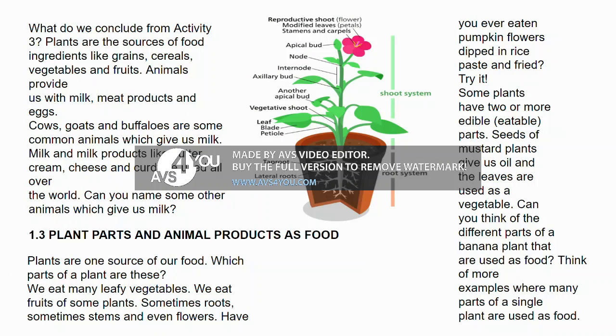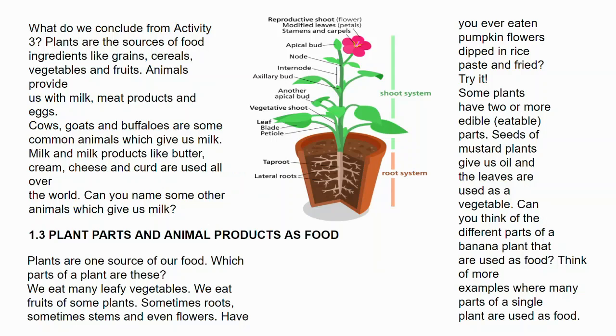Plants are the sources of food. Ingredients like grains, cereals, vegetables and fruits. Animals provide us with milk, meat products and eggs. Cows, goats and buffaloes are some common animals which give us milk. Milk and milk products like butter, cream, cheese and curd are used all over the world. Can you name some other animals which give us milk?